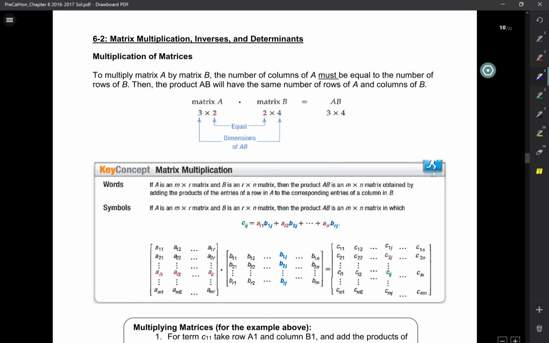Hi everyone, we're going to talk about multiplying matrices today. So we talked about how to add and subtract them. Multiplying is a little bit different.